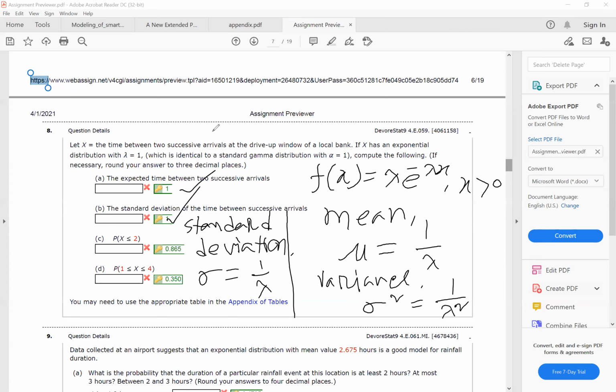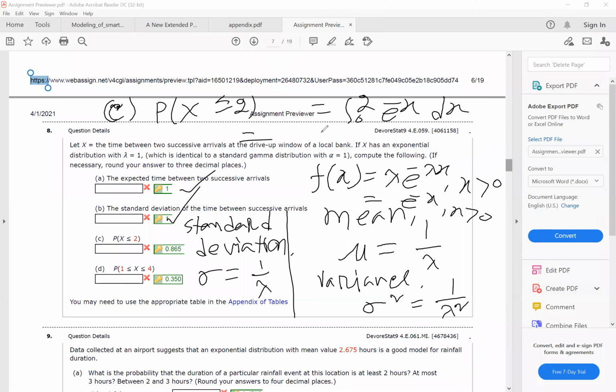So now we have to find the probability x less than or equal to 2. So how can we find this probability? So part C is probability of x less than or equal to 2. Since lambda is 1, in our case the distribution will be just e to the power minus x, x greater than 0, because lambda is 1. So it will be the integral from 0 to 2 of e to the power minus x dx. So this is the probability.